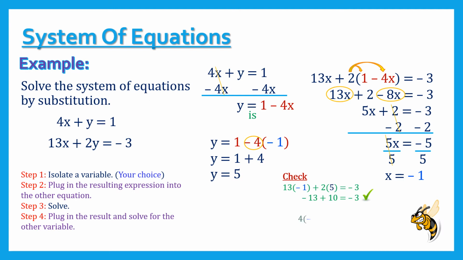Now plug it into the first equation, so it's going to be 4 times negative 1 plus 5 equals 1. Negative 4 plus 5 is equal to 1, and that is true once again. So therefore, my answer will be negative 1 comma 5. Remember, the x value is always written first and the y value is written second.